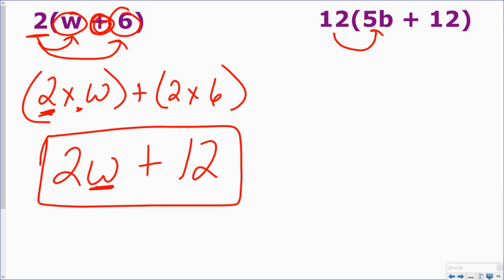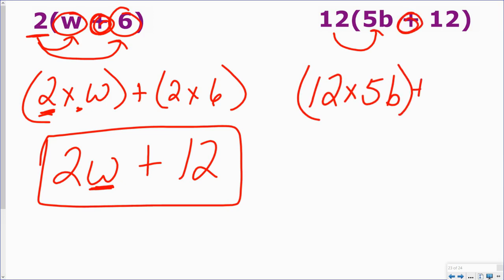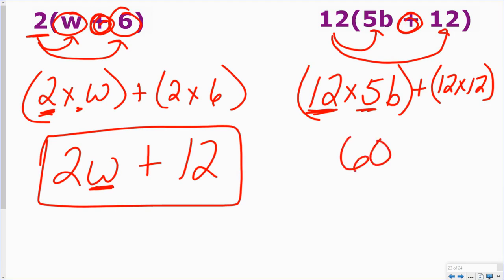Here I have 12. I'm going to distribute it to the 5b. So that gives me 12 times 5b. And again, adding. And then I'm going to distribute the 12 to the 12. So 12 times 12. So again, 12 times 5 would give me 60. And then the b, so 60b plus 12 times 12, which is 144.